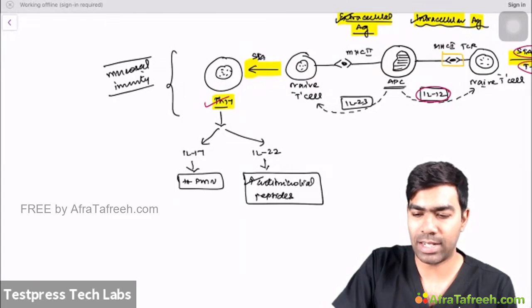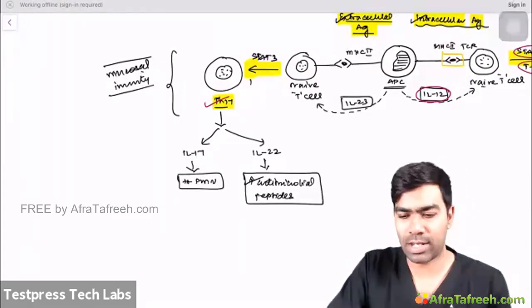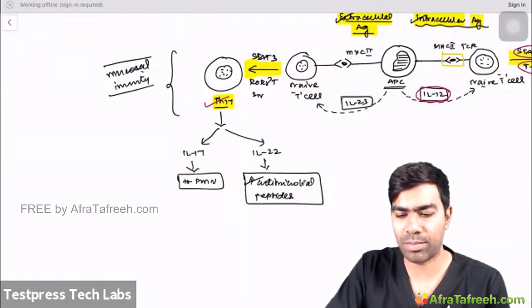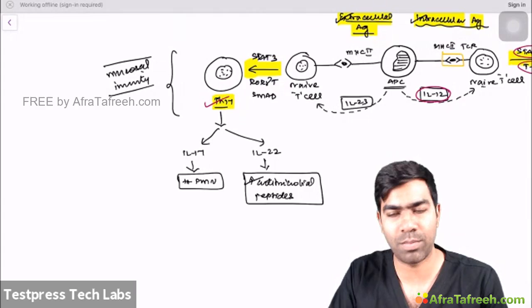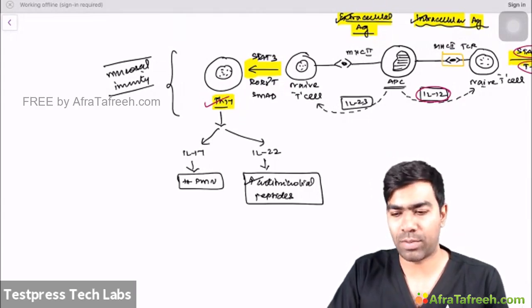And as far as the T helper 17 response is concerned, the most important is going to be STAT3. There is another transcription factor called ROR gamma T, and some molecules of SMAD, like SMAD4, are also important for the movement of naive T cells towards the T helper 17 pathway.